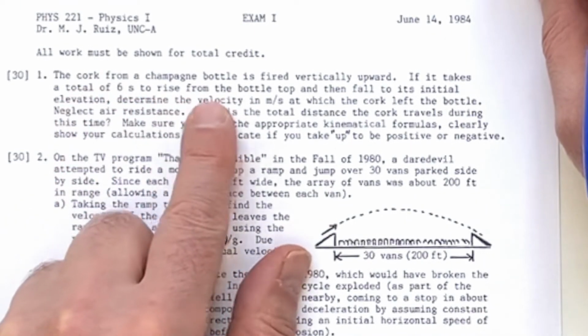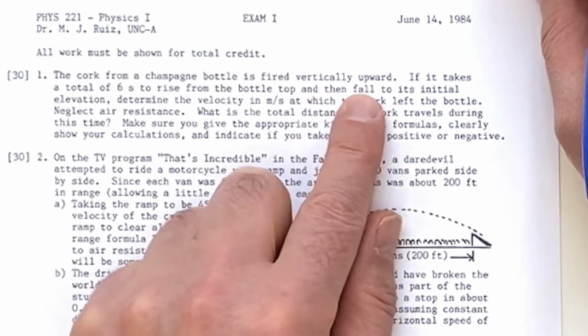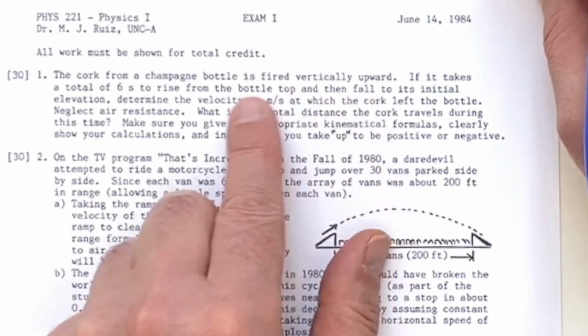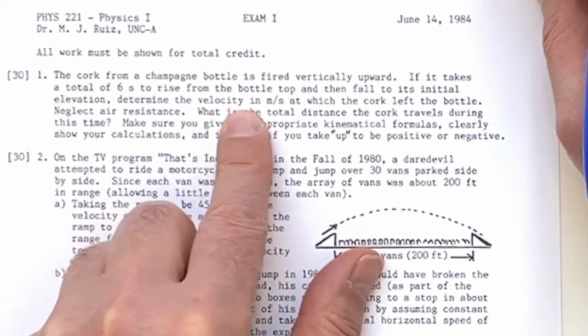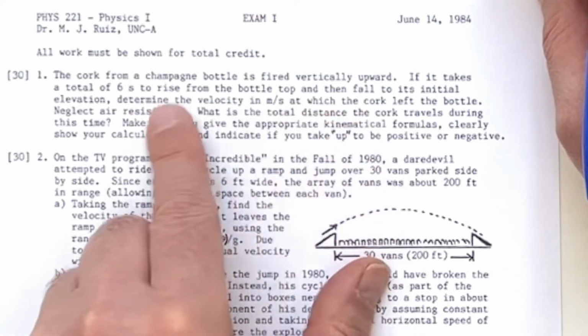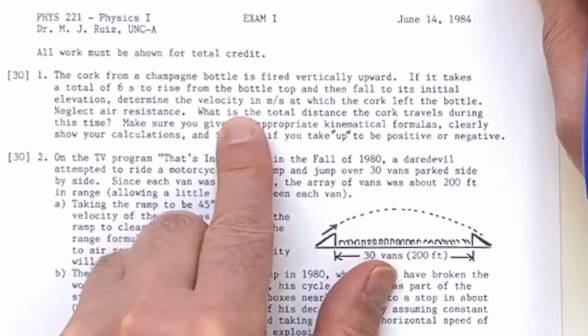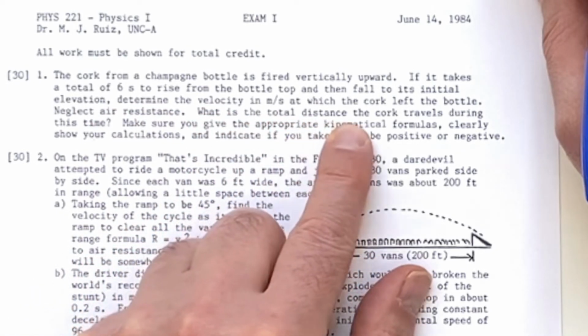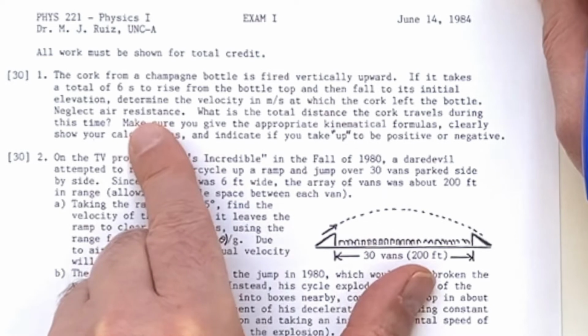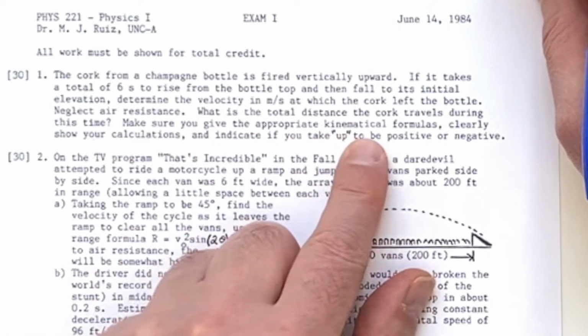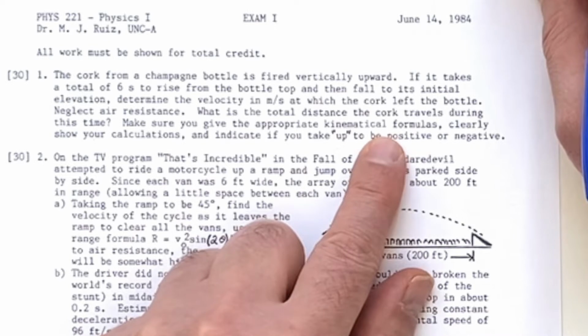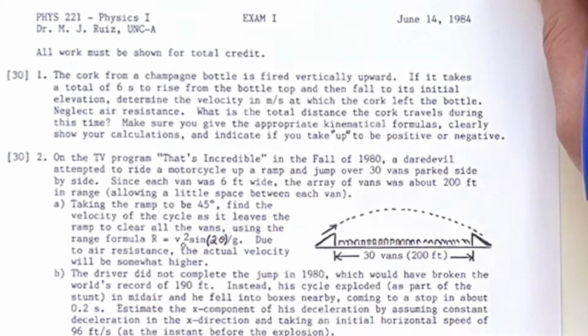The cork from a champagne bottle is fired vertically upward. If it takes a total of 6 seconds to rise from the bottle top and then fall to its initial elevation, determine the velocity in meters per second at which the cork left the bottle. Neglect air resistance. What is the total distance the cork travels during this time? Be sure to give the appropriate kinematical formulas. Clearly show your calculations and indicate if you take up to be positive or negative.